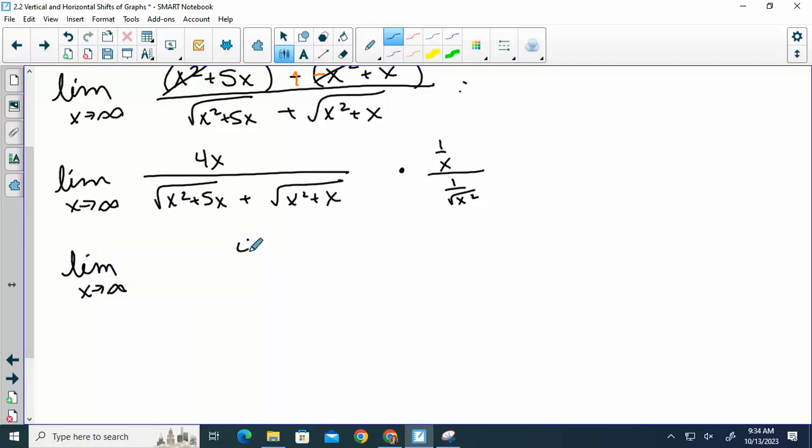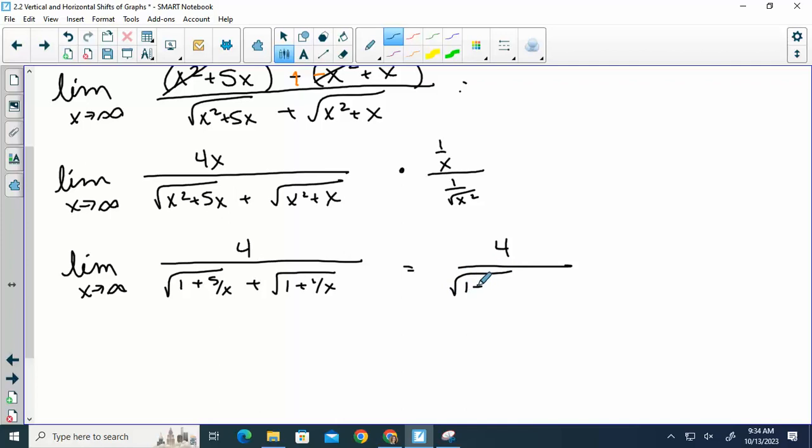So 4x over x is 4 over the square root. x squared over x squared is 1. 5x over x squared would be 5 over x. x squared over x squared is 1, is 1 over x. So if you plug in your infinities, we know a number over infinity goes to 0. Square root of 1 plus the square root of 1 will just be 2. And we get 2 for the final answer.